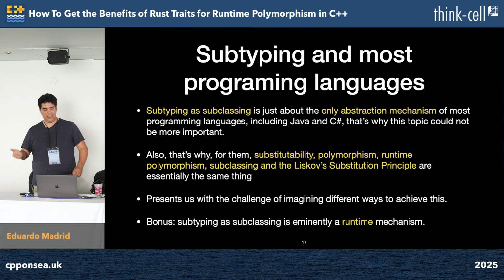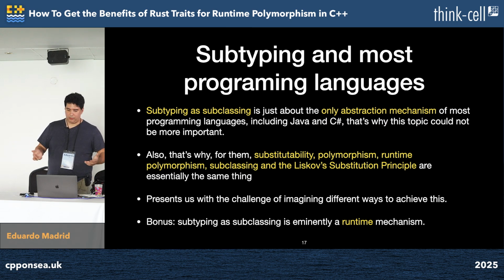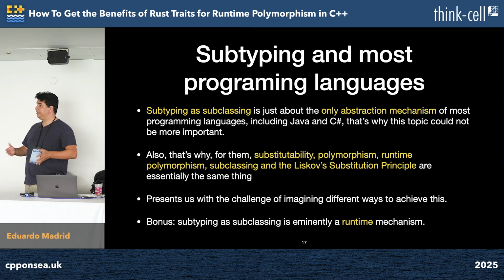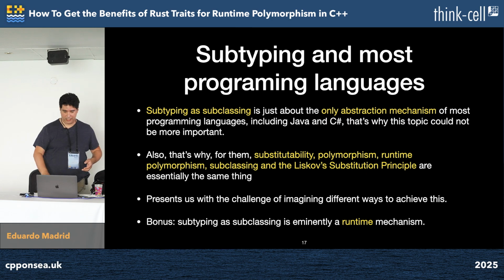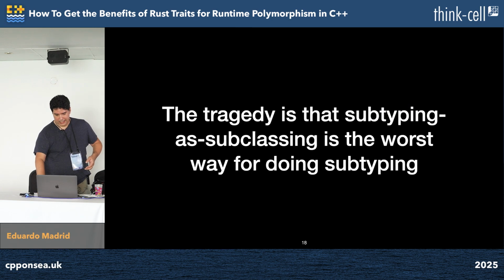I was anticipating a moment ago that the problem is that we are not familiar with representing subtyping without subclassing, because that is the primary tool and probably the only tool that most programming languages give us, okay? So what is the problem? That subtyping with subclassing is actually the worst way of doing subtyping.